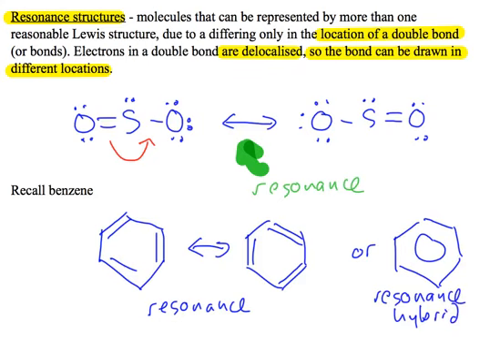So that's resonance. And that's simple Lewis structures for some fairly simple molecules and ions. And that concludes this video.